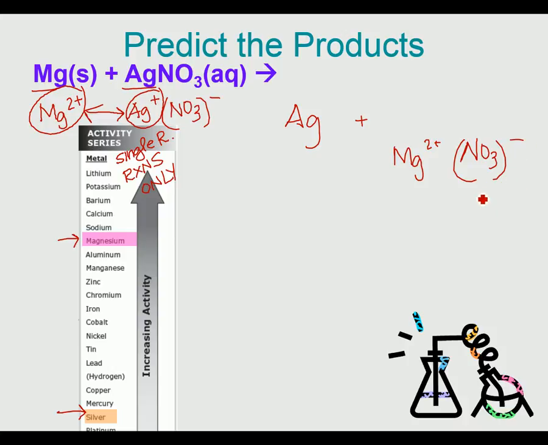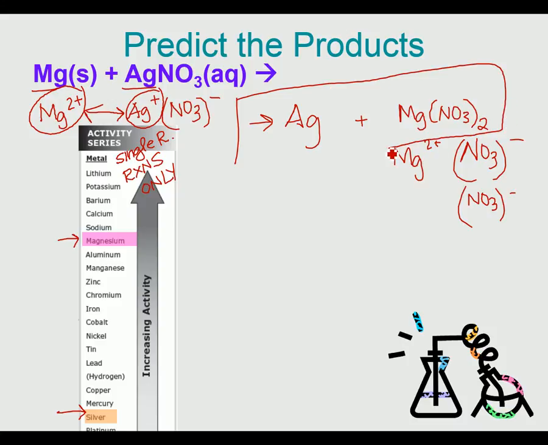If I'm thinking back to the naming and formulas unit, I might remember that I'm going to need 2 nitrates for every magnesium ion for my proper ionic compound formula. So this is what my formula looks like when magnesium and nitrate get together. So if I were to ask you just to predict the products, this is what I'm looking for inside of this box. These are the products you would predict to form between these two reactants.